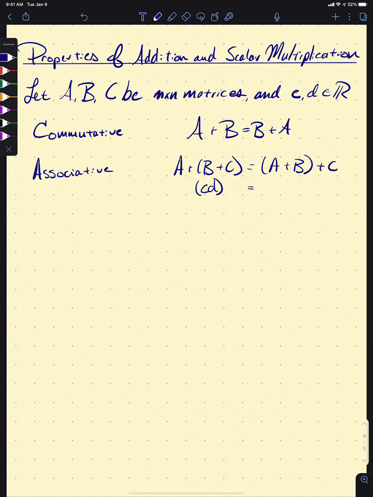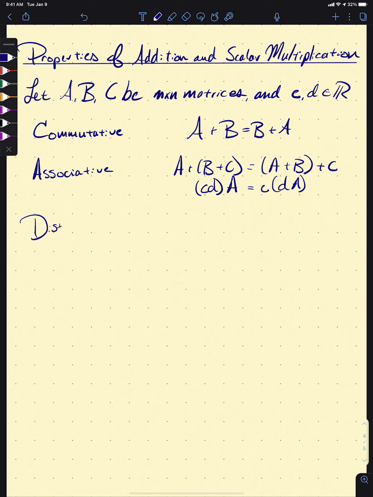We have a similar property for our scalars. It turns out you can do C times D and then multiply by A, or you can do C and multiply that into D times A, right? And you can go either way. You can freely reassociate like that, okay?